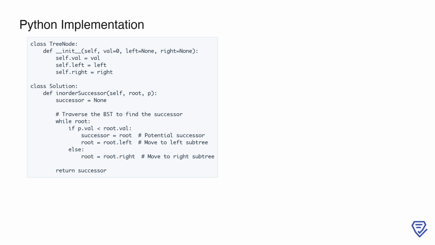If the BST is empty, root is none, the method handles this gracefully and returns none. This solution is concise, efficient, and leverages the BST properties effectively to find the in-order successor without unnecessary computations.